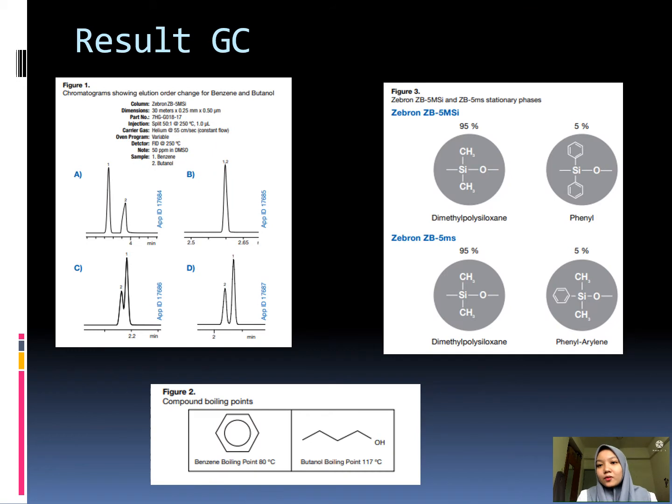Now we move to the result for Experiment 5. These four chromatograms show the reversal in elution order of two compounds, benzene and butanol. The result was achieved by only changing the oven program. The result in figure 2 shows the boiling point of benzene and the boiling point of butanol. The boiling point for benzene is 80 degrees Celsius and the boiling point for butanol is 117 degrees Celsius. Hence, the boiling point of benzene is lower than that of butanol. The result in figure 3 shows that benzene has a strong interaction with the Zebron ZB-5MS stationary phase. Meanwhile, this interaction does not exist for butanol.